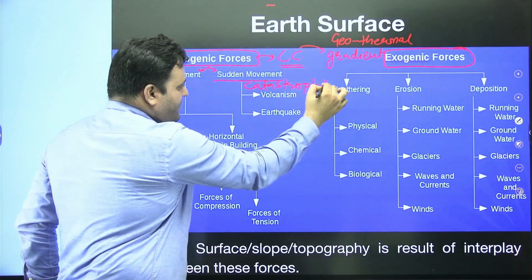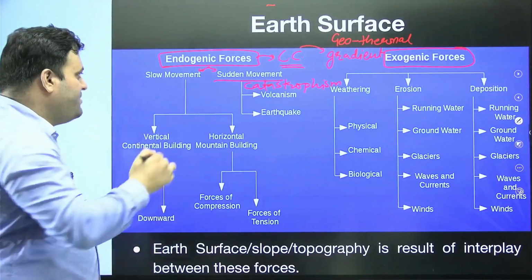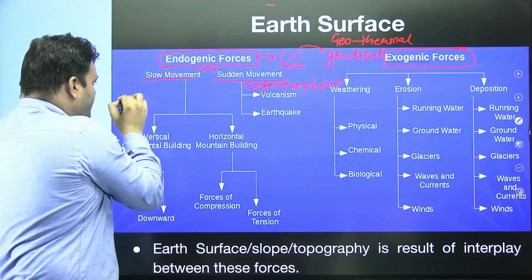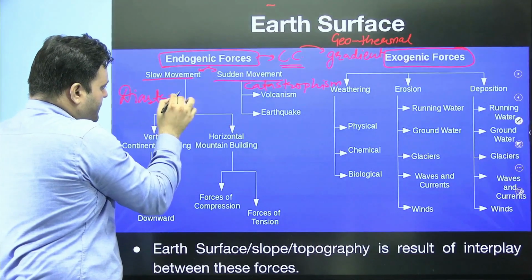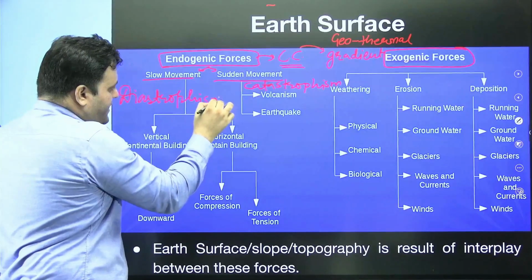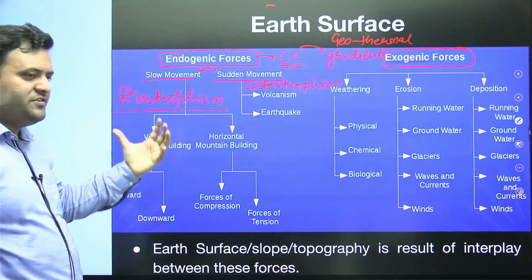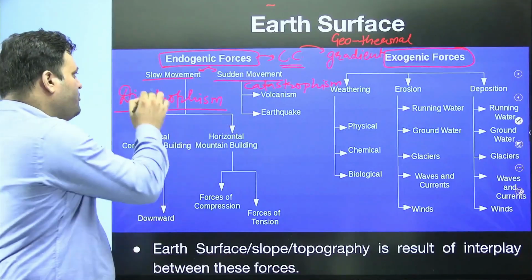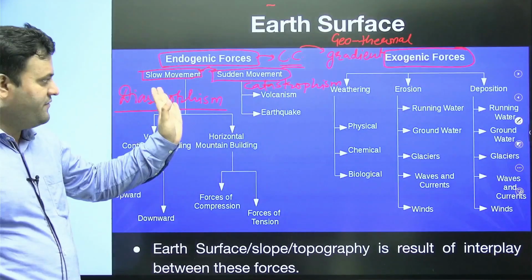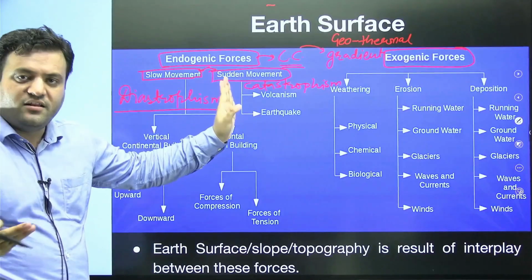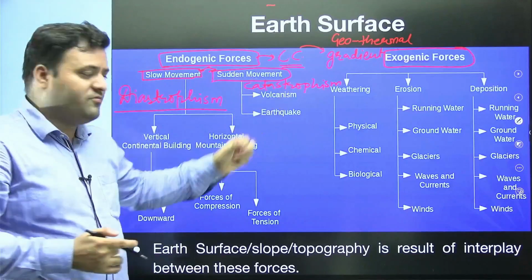And when these mantle convectional currents are slower, gradual, they will be called as what? Slow movement, or diastrophism. So catastrophism means suddenly and diastrophism means slowly. Or in other words, you can remember it as the slow movement. When the convectional currents are slow, we'll have a slow movement. When the convectional currents are sudden, there would be what? Sudden movement.